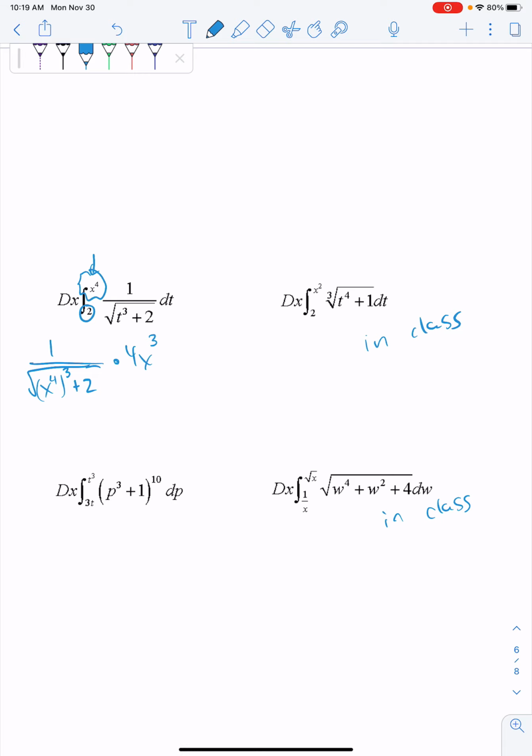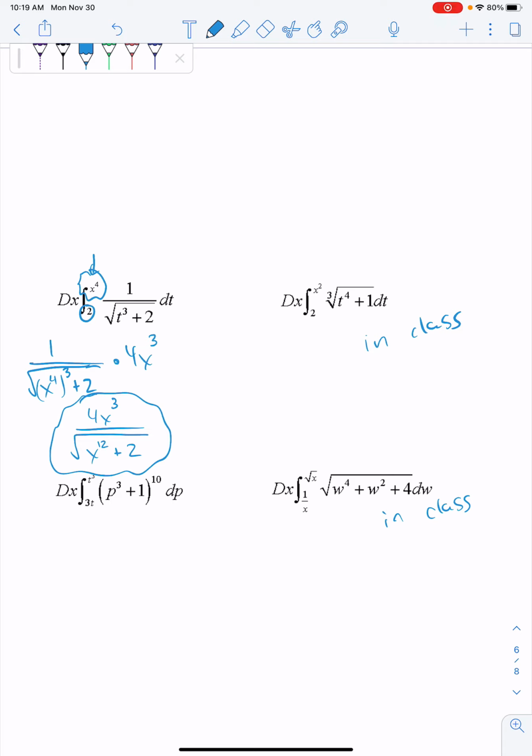So let's see, what do I get? I get 4x cubed on top, and on the bottom, I have square root of x to the 12th power plus 2. Which looks good to me. When that bottom's a constant, these are really easy.